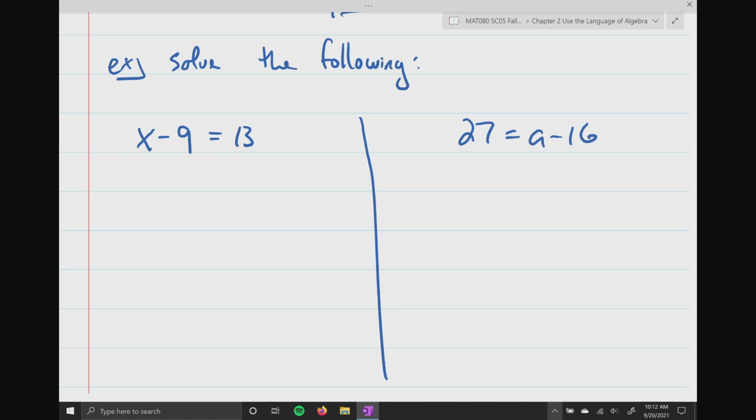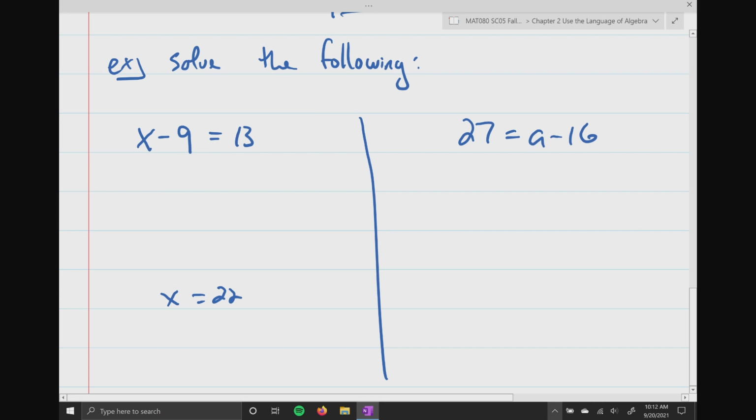Okay, are we ready? All right, so for the problem on the left, x minus 9 equals 13. Does somebody want to share their answer? X equals 20. Hold on, I gave you a hint. 22. 22? Anybody else get 22? Mm-hmm. All right, so this is how we do it.